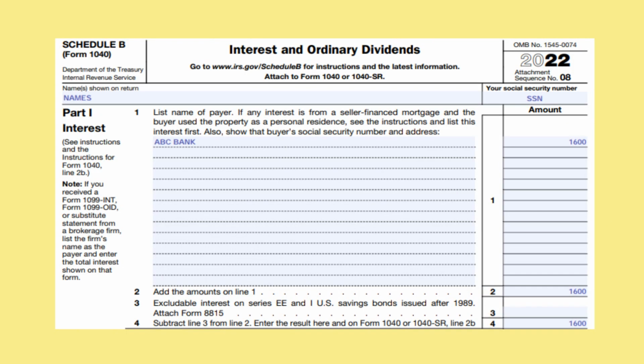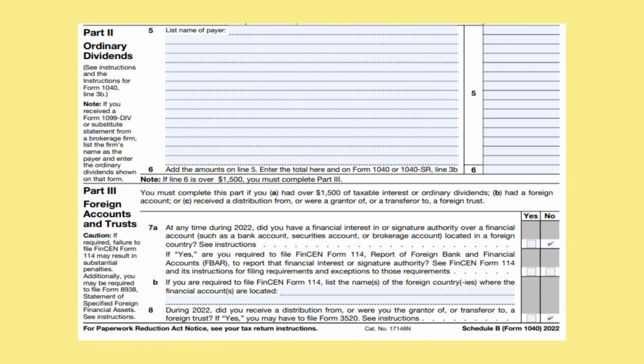At the top of the form, put your names and the Social Security number of the taxpayer. In Part 1, Line 1, put the name of the bank and the amount of interest that you received. Carry that amount down to line 2 and line 4. In Part 3, since we did not have an interest in any foreign accounts, the answers will be no.